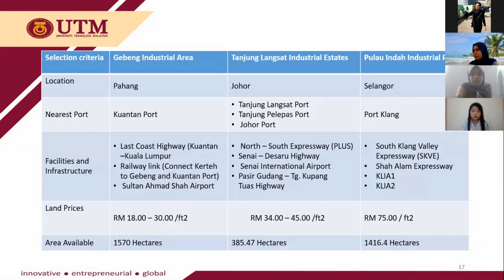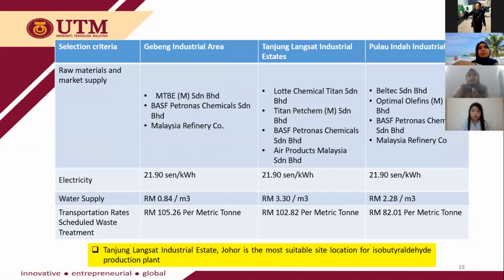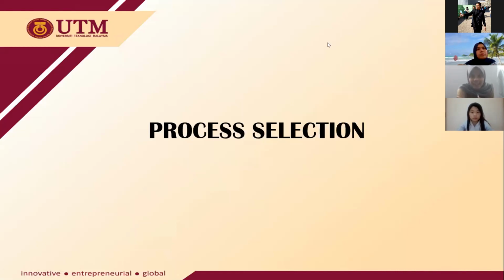For site analysis, we select Tanjung Lansat for the isobutadiene production plant as it can give a good result, one that could affect the project in terms of sustainability and profitability. Another benefit is the product can be exported via Tanjung Lansat and Johor Port. Another benefit is the site is located near the port, therefore it can reduce the cost of shipping and delivery. Okay. That's all. Thank you.